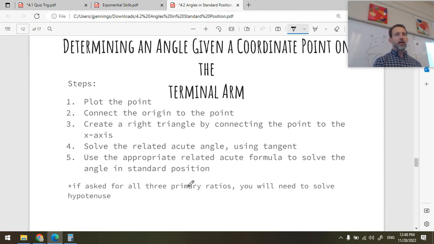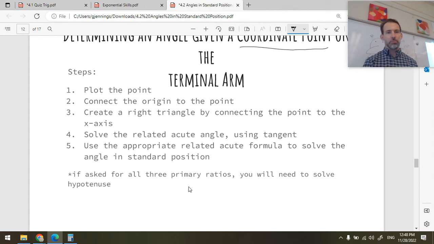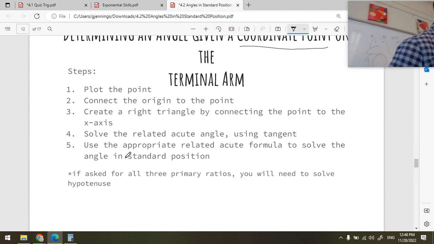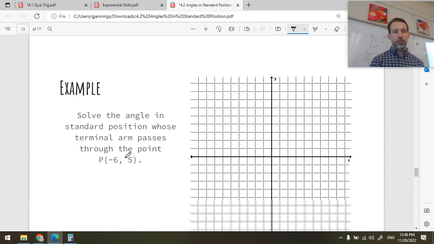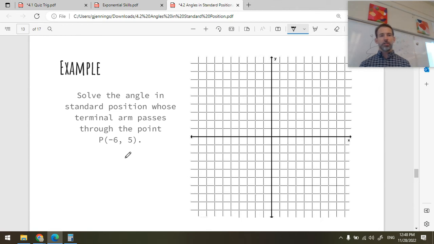So let's take a look. If we're given a coordinate point and we want to know what angle this coordinate point makes as the end of a terminal arm, this is how we do it. Did I give you these steps on your sheet? Yeah, I did. Okay. So let's take a look at an example. Solve the angle in standard position whose terminal arm passes through the point P negative 6, 5. So here's 1, 2, 3, 4, 5, negative 6, and 1, 2, 3, 4, 5. Okay, there it is. All right, let's find this angle theta.